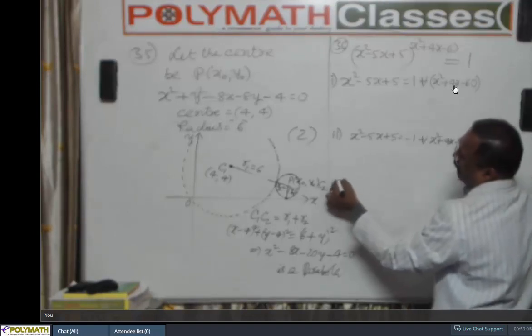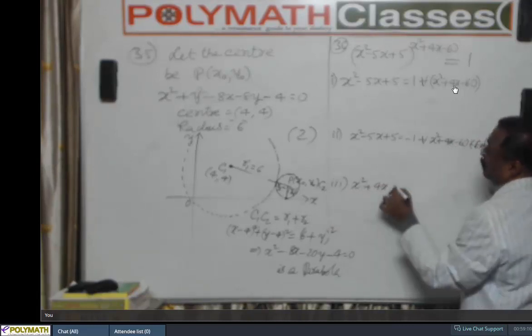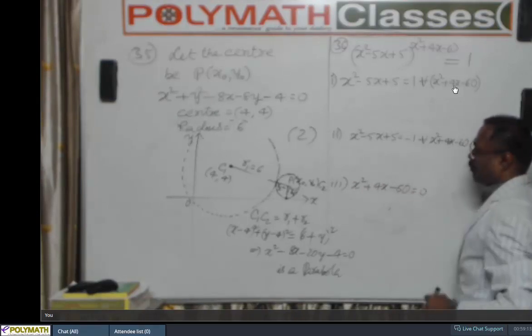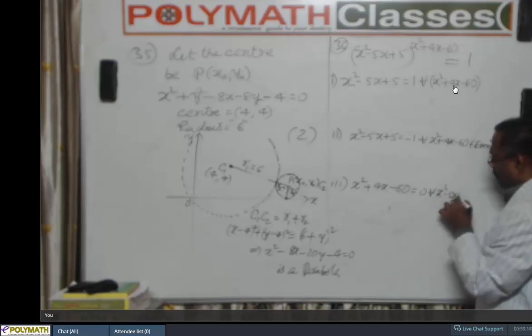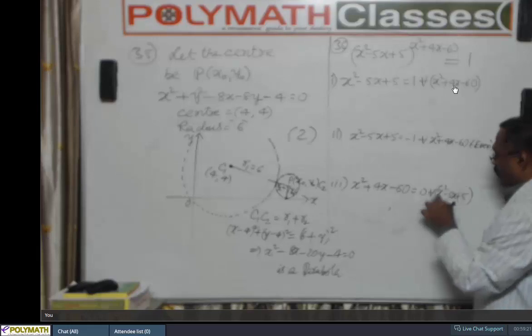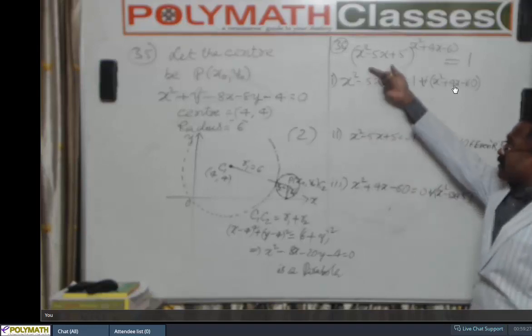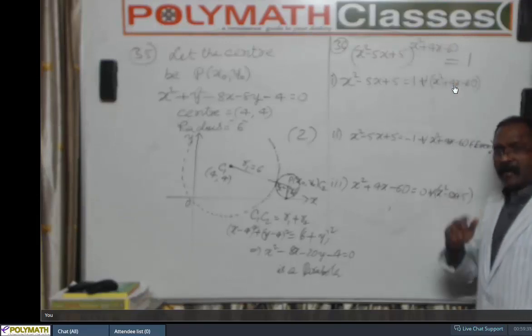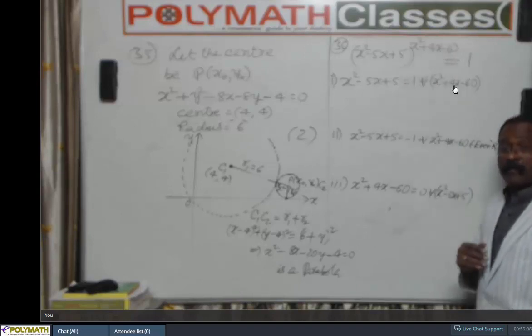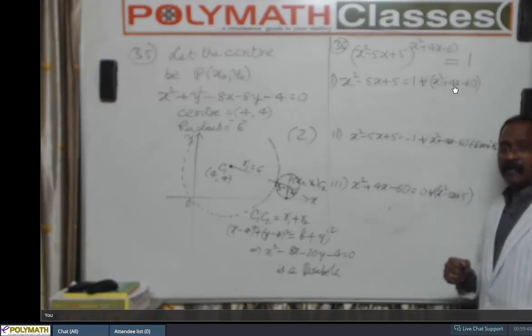Third case is x squared plus 4x minus 60 equal to 0, for all x squared minus 5x plus 5. Whatever the base is, if the power is 0, any base to the power 0 becomes 1. Don't think of limiting cases like infinity power 0 being undefined. But the infinity case we don't consider because it is already declared to be 1.